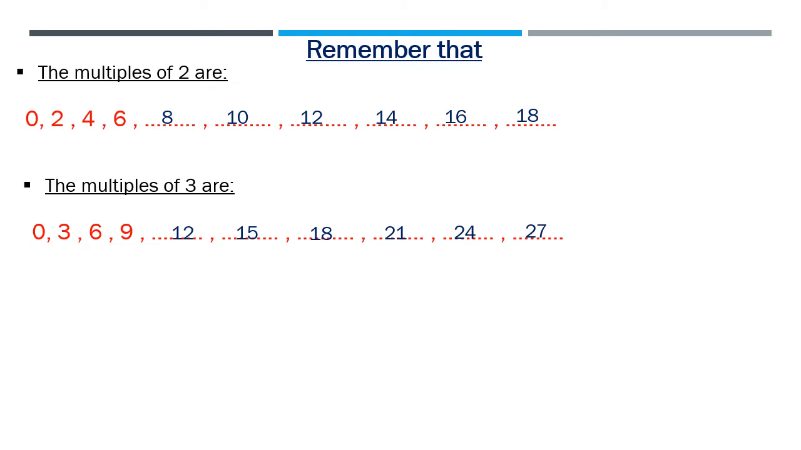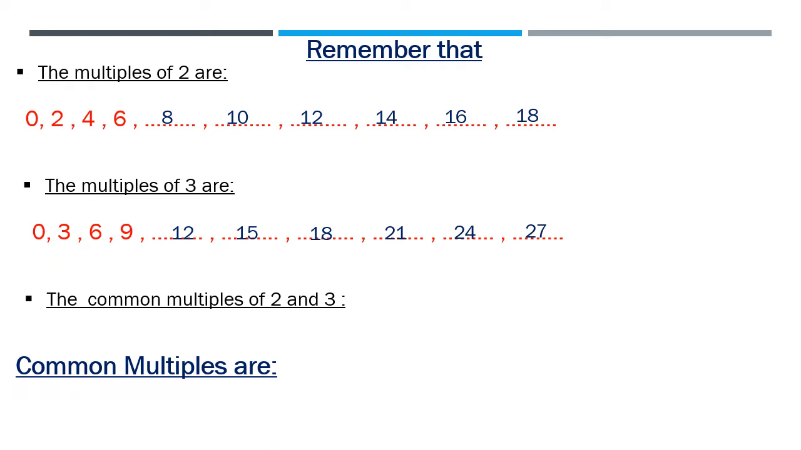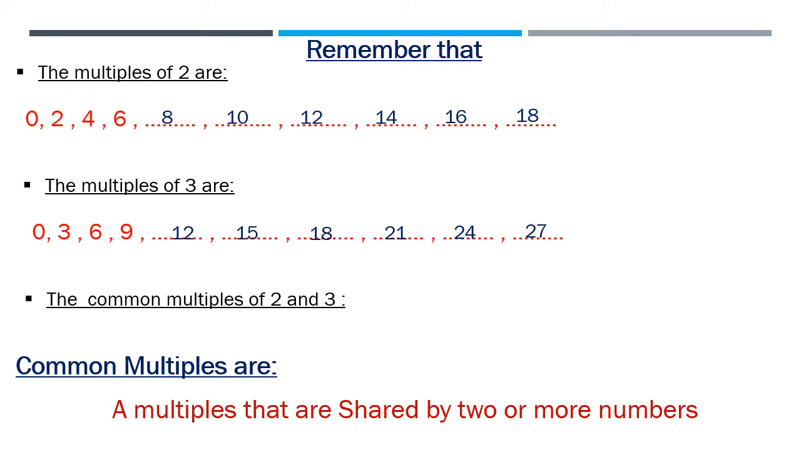Okay? What about the common multiples of 2 and 3? Let's see what is the meaning of common multiples first. Common multiples are multiples that are shared by 2 or more numbers, or the sharing numbers between all of the multiples of these two numbers.